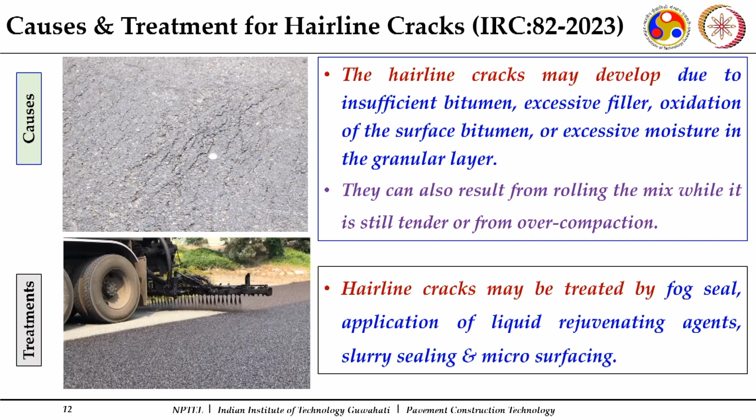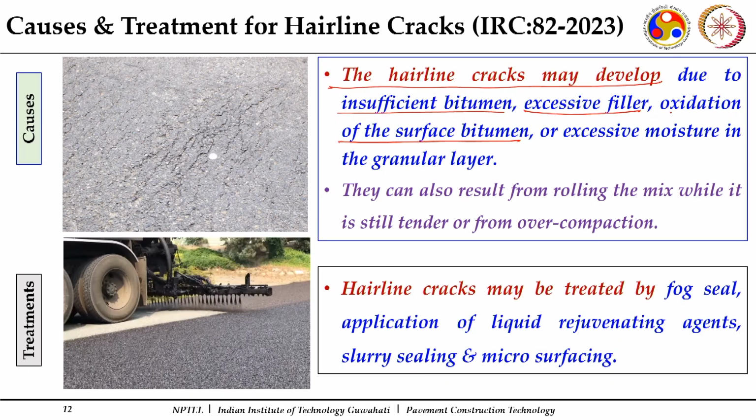Then the other surface defect is the hairline cracks which can be observed. This usually happens when you have insufficient binder, or excessive filler, that means your mix is quite stiff. Another cause is oxidation of the surface bitumen, because it is produced at higher temperatures at the hot mix plant and stored in storage silos for long durations. So, it gets aged, even excessively aged during the production itself, and then this binder becomes stiff, and it starts showing fine cracks under traffic loading.